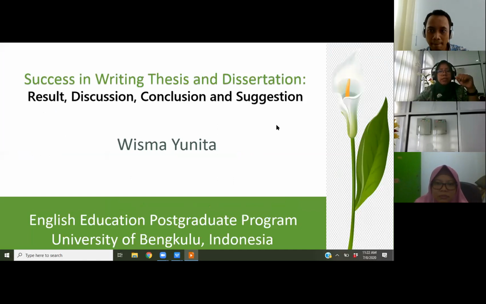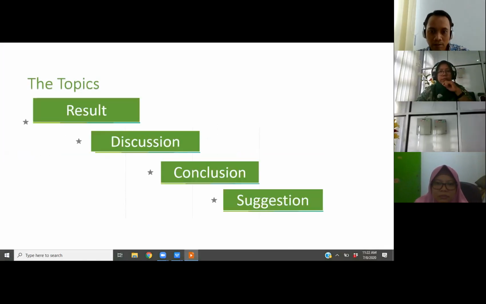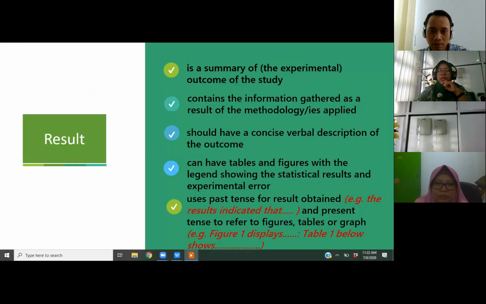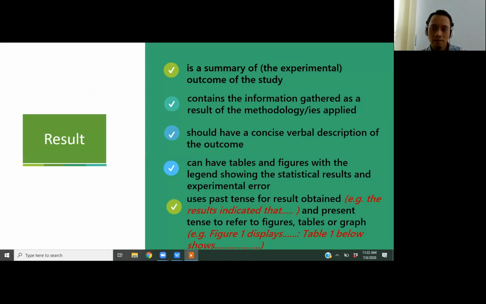Right. The last topic for today's webinar: result, discussion, conclusion, and suggestions. So, result. This is the part of the thesis that answers the question of the thesis or the dissertation. In this result, we present the summary of the outcome of our study, whether it is experimental or whatever research design you have decided for your thesis or dissertation.